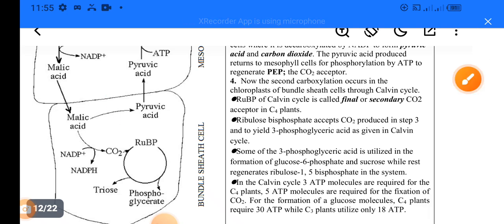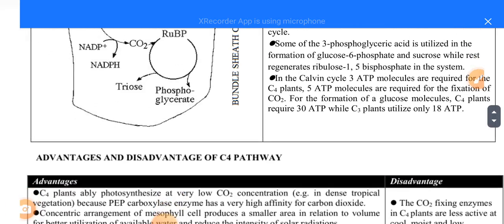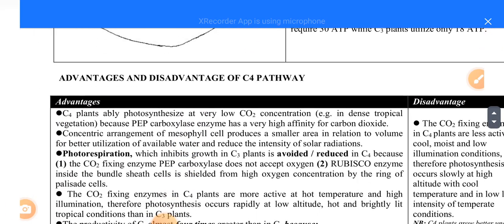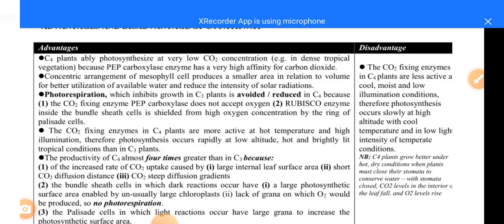I hope you have understood the description of the Kranz anatomy. Allow me to end here. We shall look at the advantages and the disadvantages of C4 plants.